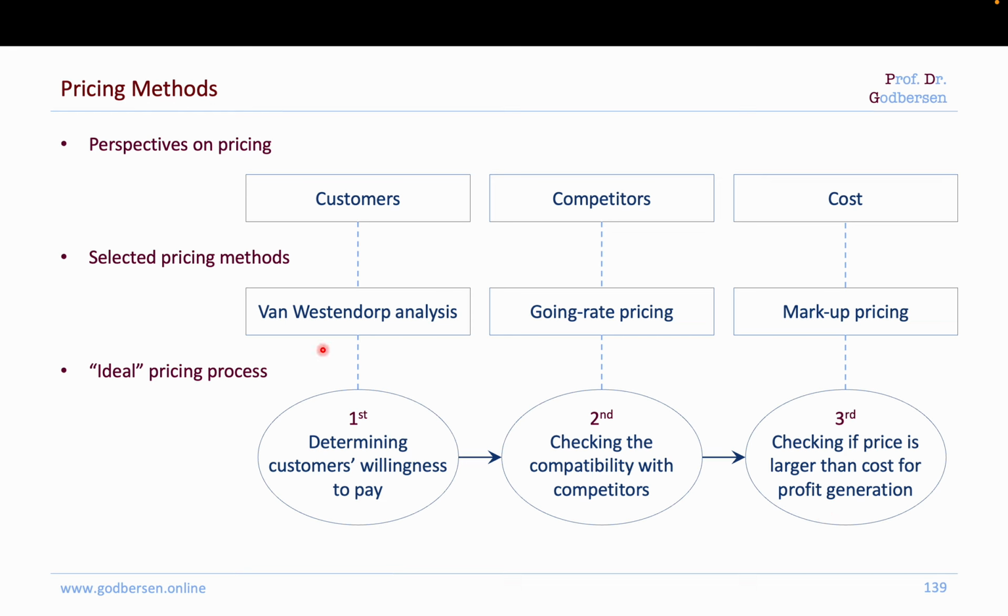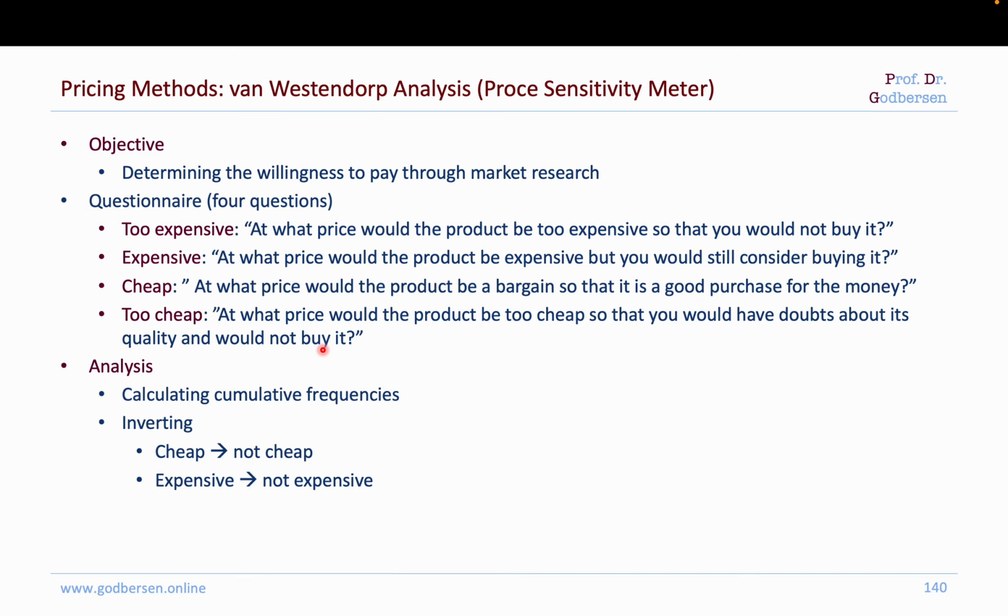First, let's dive into the Van Westendorp analysis, which is also called the price sensitivity meter. We want to determine the willingness to pay for a product, for a brand. So what are the customers willing to pay? That is market research, and we present our product, and then we ask 4 questions.